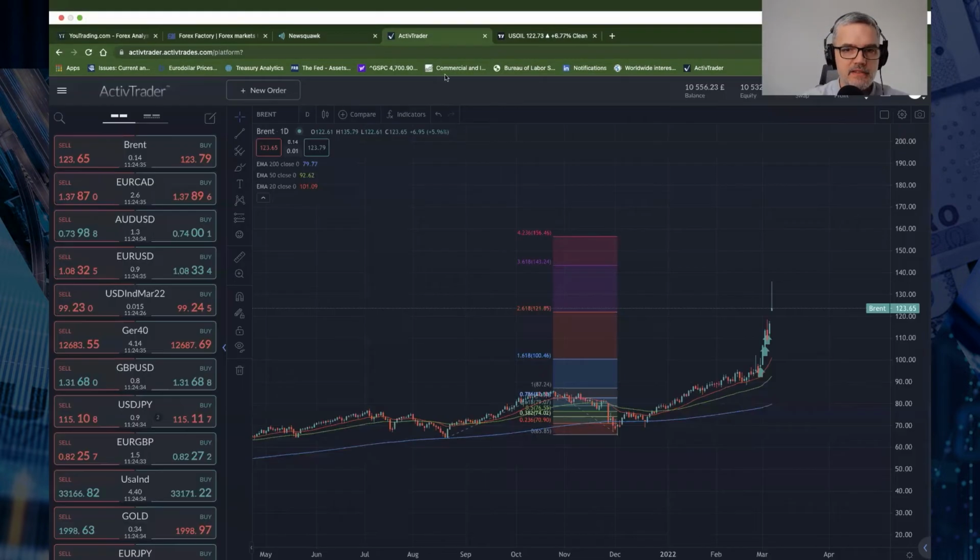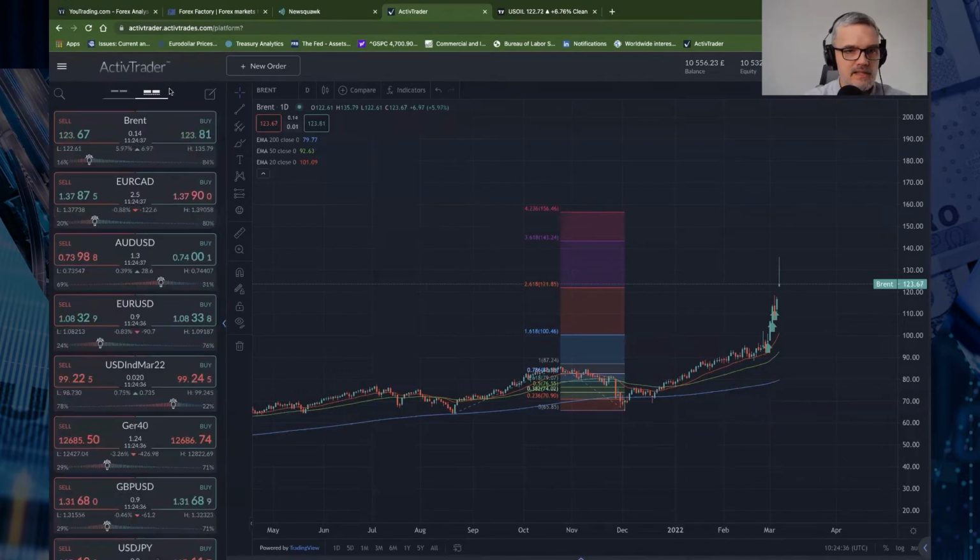All right, going back to the active trader platform, if we go to the sentiment indicator, 84% of traders are also trying to go long oil, 16% are trying to go short.